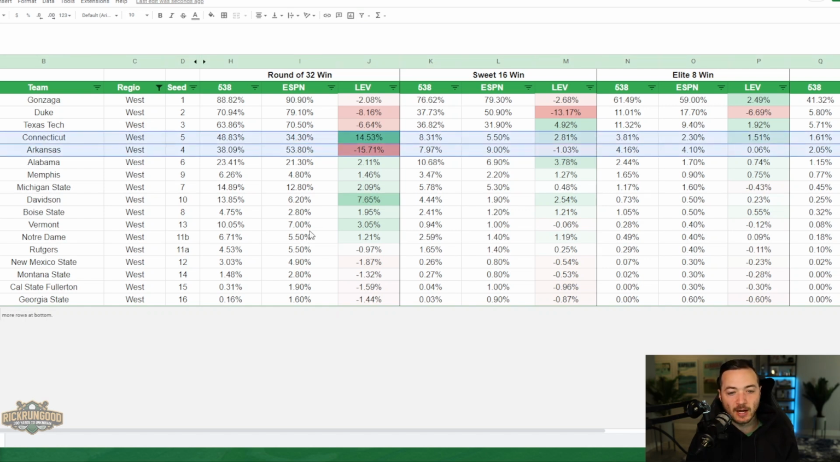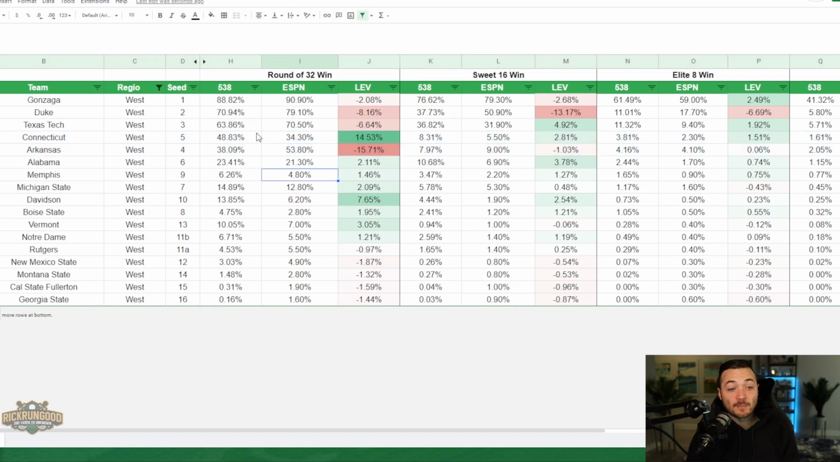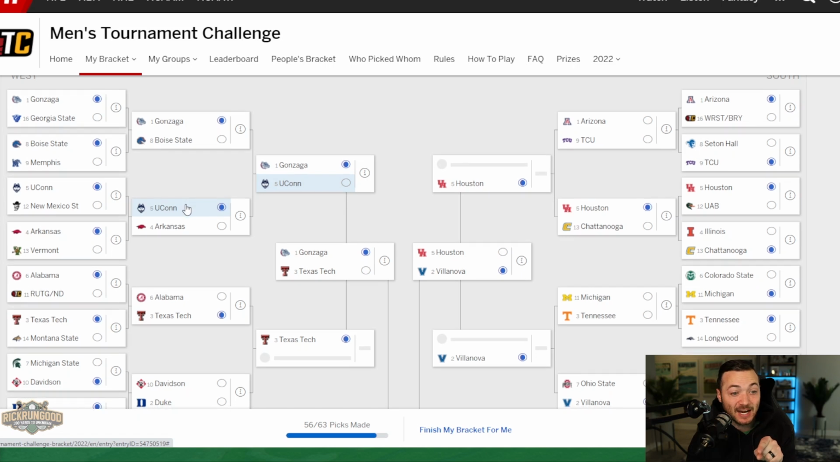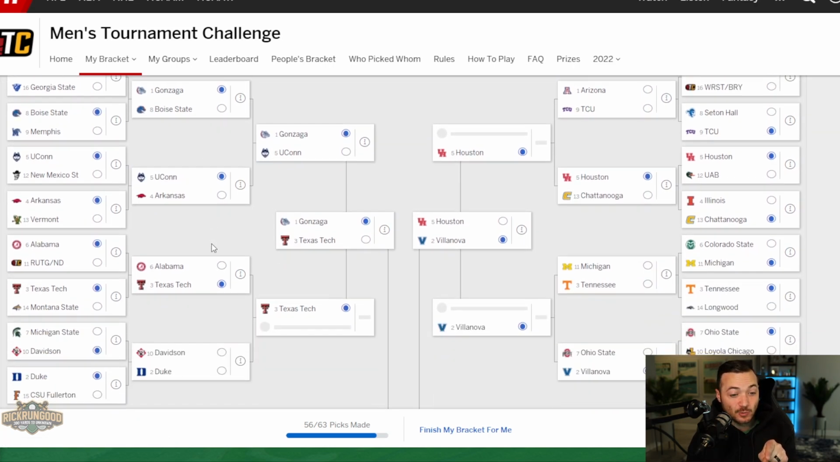Huge leverage for UConn. Huge. A lot of people have Arkansas going on here and then losing to Gonzaga. We are going to take the opposite. Wow, that is rare. That is rare that the team with a higher win probability actually has the more leverage. We are taking UConn. That's actually one of the sweeter spots in the entire bracket, having UConn go to the Sweet 16, then getting bounced.